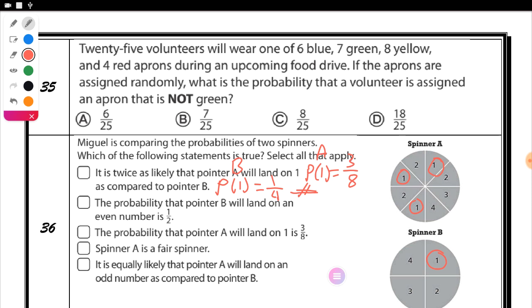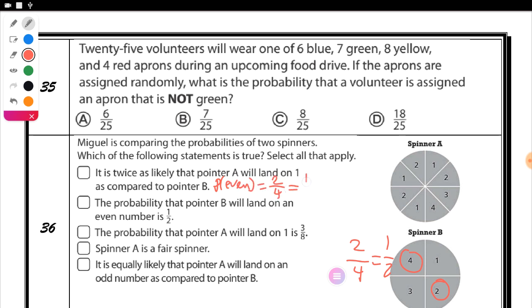The probability that pointer B will land on an even number is half. Even number on B, it may be 2 or 4. All numbers are 4, so the denominator is 4. Even number is 2, 2 over 4, which is half. P of even on B equals 2 over 4 equals 1 over 2, so it's right, we can choose it.